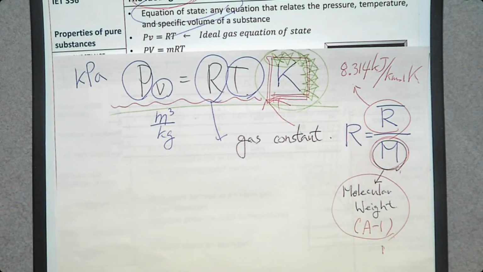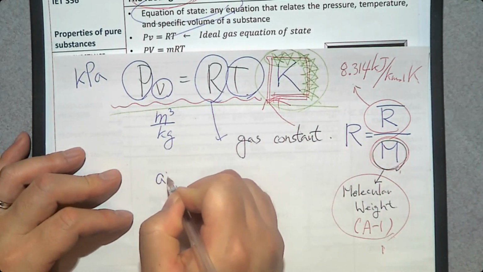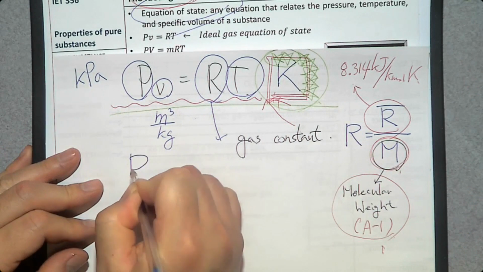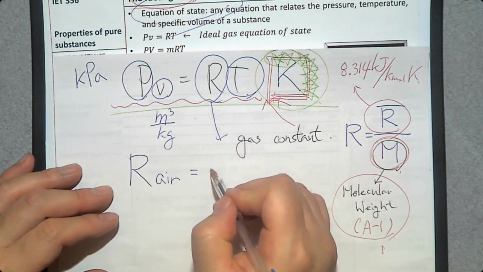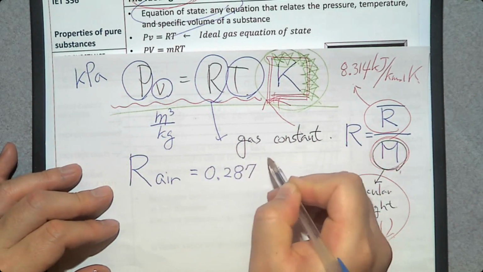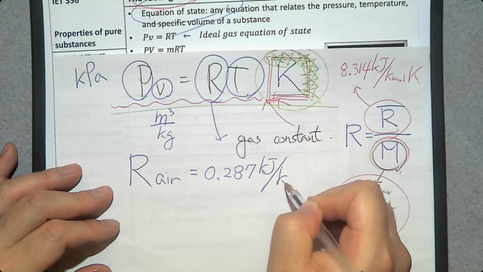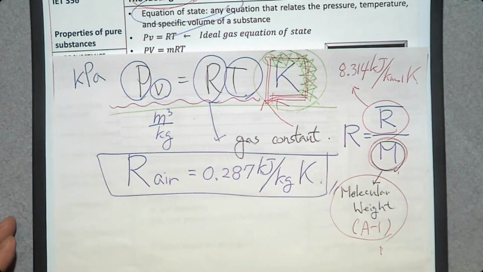Just for your information, one of the most widely used gases in engineering technology is going to be air. So R of air, you may want to memorize it because we use this value a lot. It's going to be 0.287 kilojoule per kilogram Kelvin. Okay, that's how you use this PV = RT.